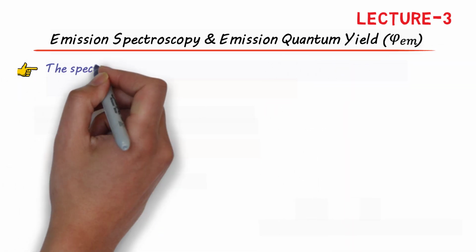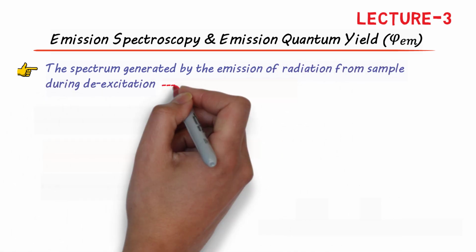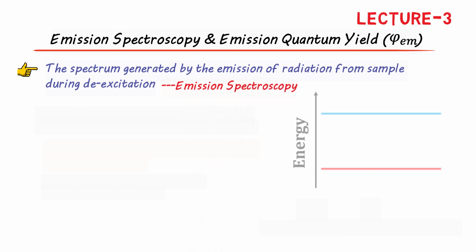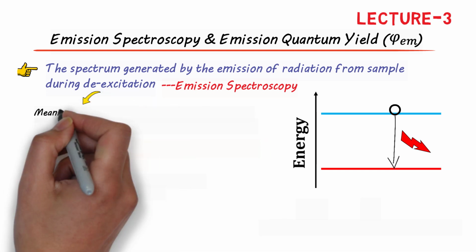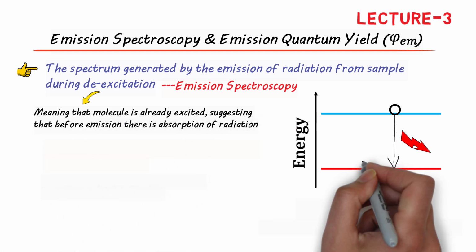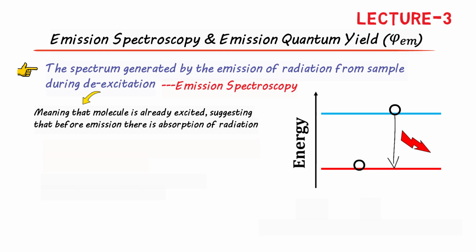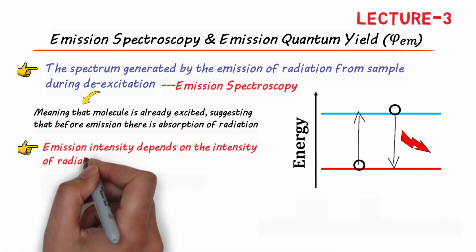As you know, the spectrum generated by the emission of radiation from a sample during de-excitation is called emission spectroscopy. This is shown in the diagram, where the molecule in the excited state reaches the ground state by the emission of a photon. Now, the term de-excitation is important, meaning that the molecule is already excited, which suggests that before emission there is absorption of radiation. The more molecules go from the ground state to the excited state by absorption of radiation, the more will be the emission of radiation. So we can say that the emission intensity depends on the intensity of radiation absorbed.